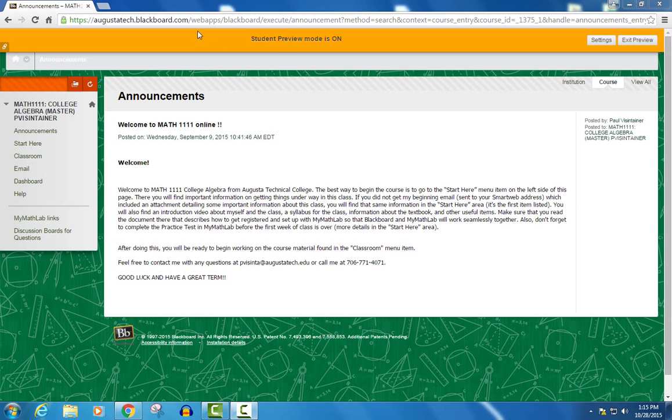Notice at the top here there's this big orange bar talking about being in student preview mode. That's only because as an instructor there are different options that I have that you won't see, but by being in student preview mode, what's on the screen is what you should also be able to view. However, you won't see the big orange bar at the top, so you can ignore that.